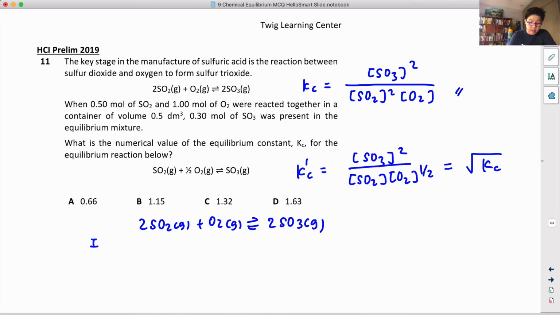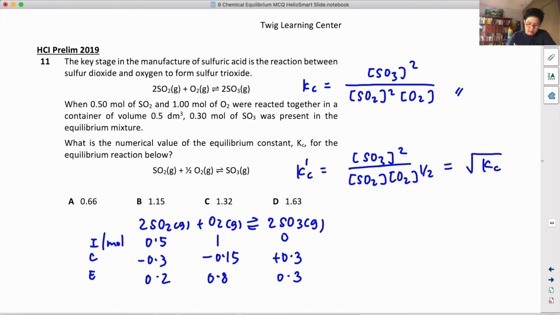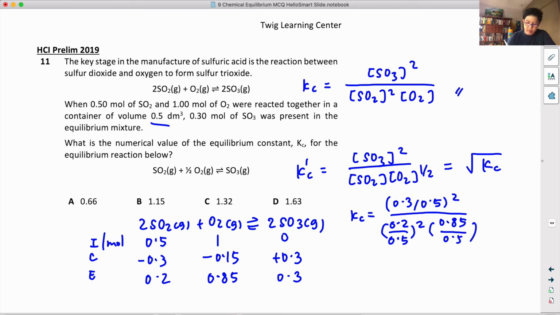So let's see, I'm going to put an ICE table in terms of moles. This will be 0.5, 1, and 0. At equilibrium, this is 0.3, so this must be plus 0.3, minus 0.15, minus 0.3, giving 0.2 and 0.85. Then you can calculate your Kc. You have to divide by the volume. So 0.3 divided by 0.5, and then you square it, over SO2, which is 0.2 divided by 0.5, squared, and 0.85 divided by 0.5. This one you don't have to square.